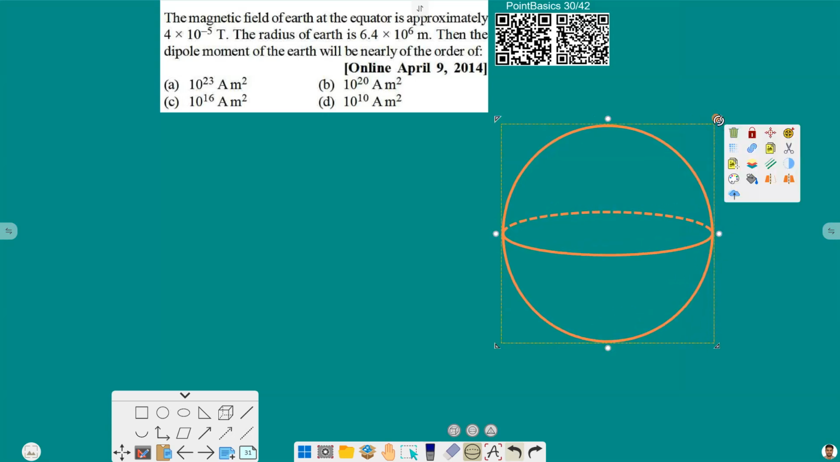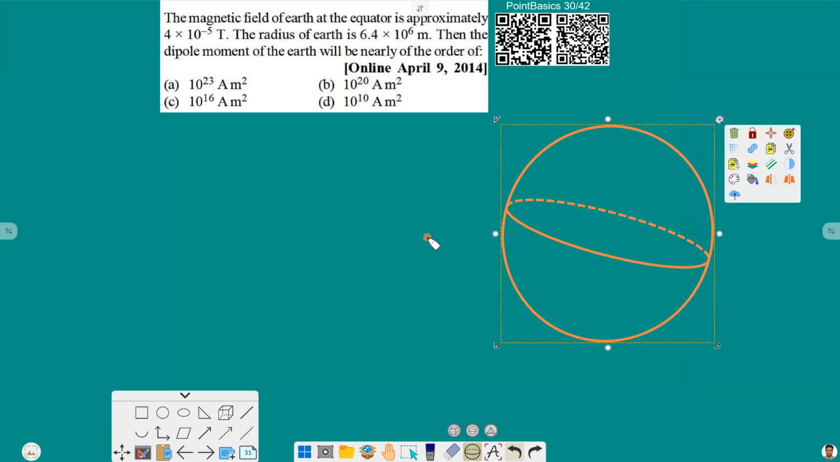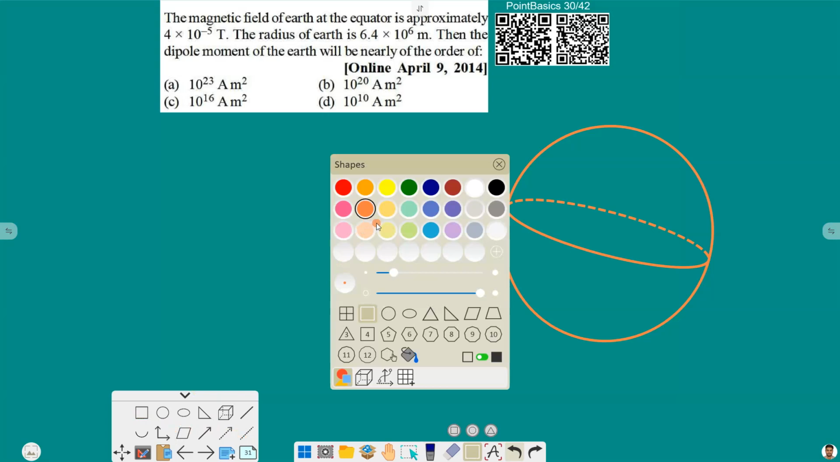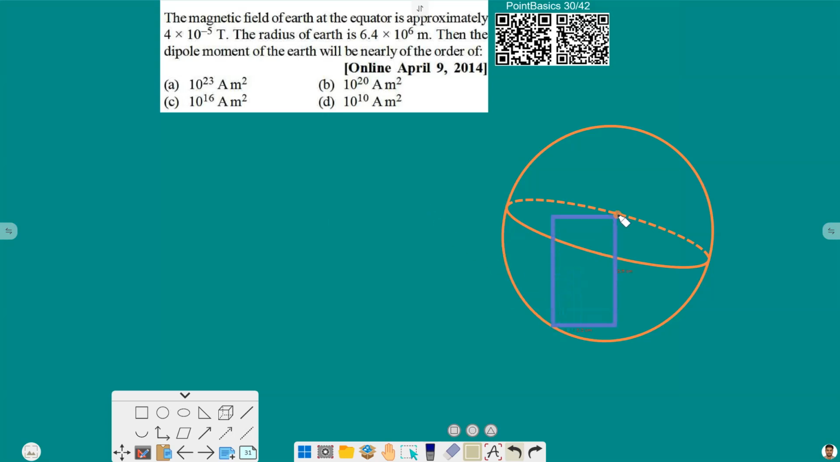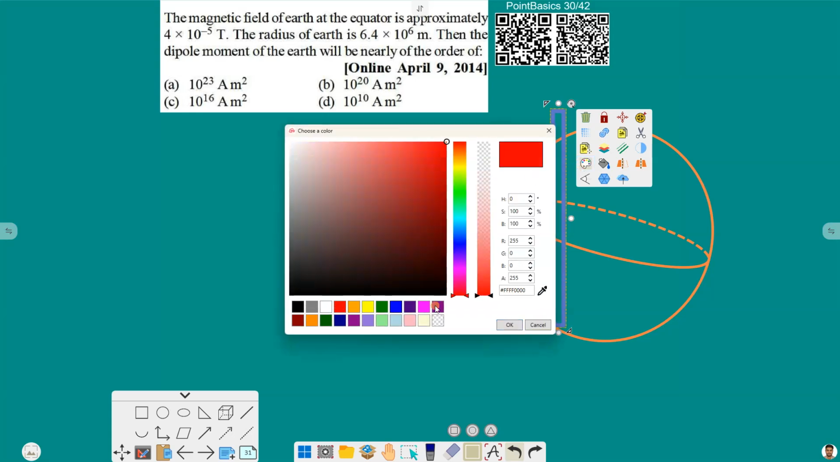Suppose this is our earth, and our earth is rotated slightly. So this is our tilt, and now we assume that at the center we have a magnet, something like this. The color needs to be changed, for better contrast.